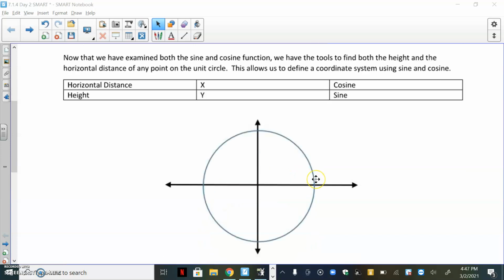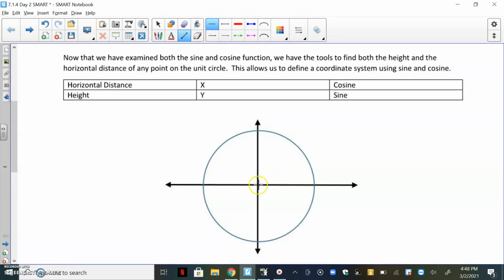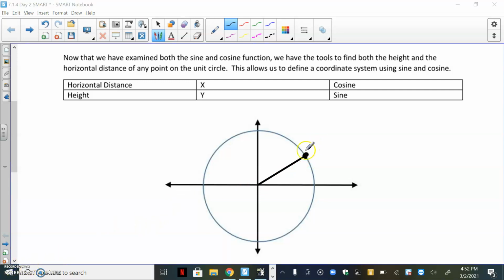Something that's really important to understand is that when we were talking about sine and cosine as vertical and horizontal distances, there is a specific reason for that. You have hopefully noticed that there's been a graph axis on every single unit circle that we've looked at, and the reason for that is because we are operating on a coordinate system. So if I were to take a look at any point on the unit circle, let's say we want to consider this point.